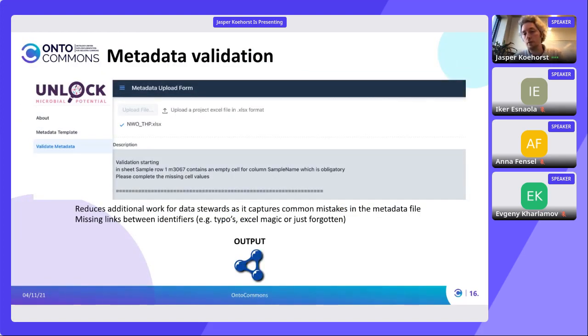And then of course, when a person has, let's say after a few months, collected the first batch of samples, they can then fill in this form and start to generate data. But in the meantime, we can already start validating what has been registered so far. Is that up to the current standard we have agreed upon?